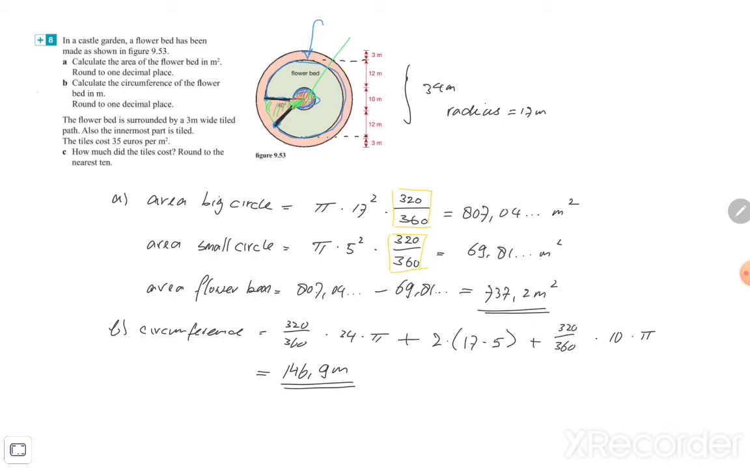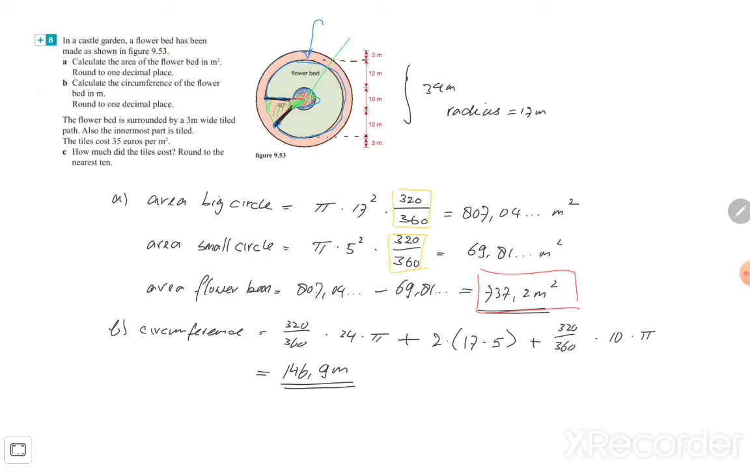Let's have a look at exercise C. The flower bed is surrounded by a 3 meter wide tiled path. Also, the innermost part is tiled. The tiles cost 35 euros per square meter. How much did the tiles cost, rounded to the nearest 10? Well, we just calculated in exercise A the area of the whole flower bed. So if we subtract it from the whole circle and then multiply with 35 euros, then we have the answer.